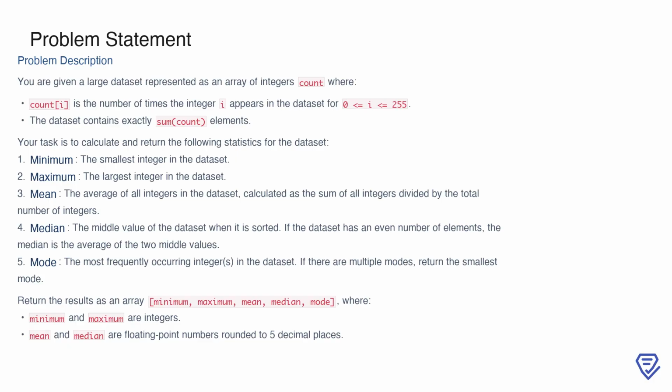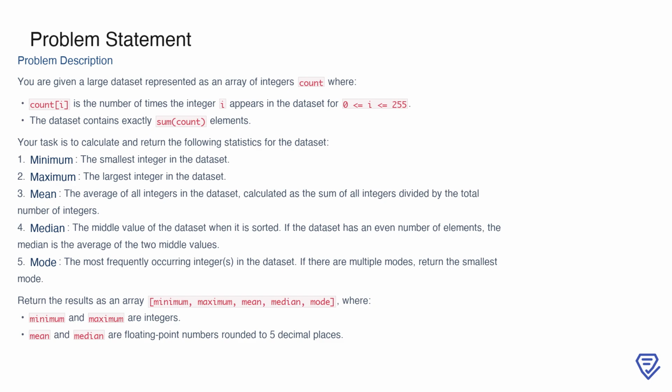Our goal is to calculate 5 different statistics from this dataset. First, the minimum, which is the smallest integer present. Second, the maximum, which is the largest integer. Third, the mean, which is the average of all integers in the dataset, calculated by dividing the sum of all elements by the total number of elements.